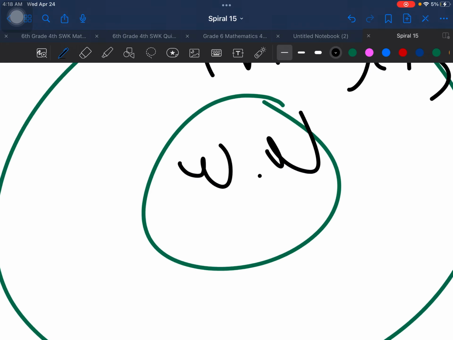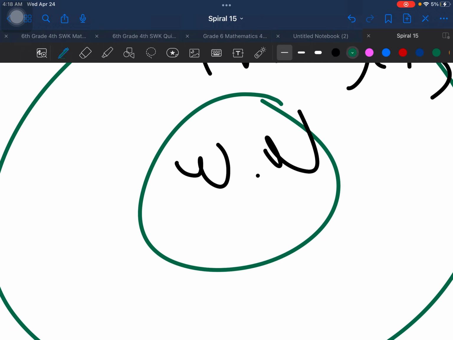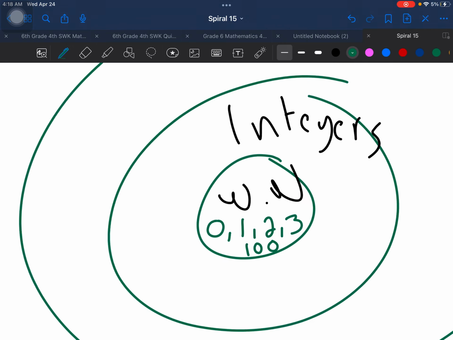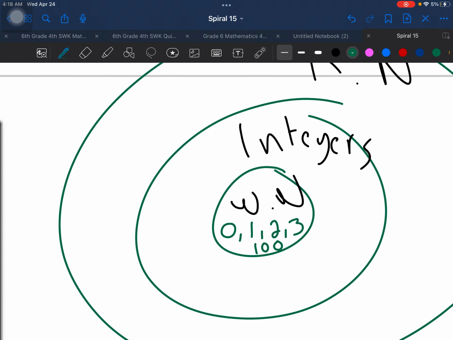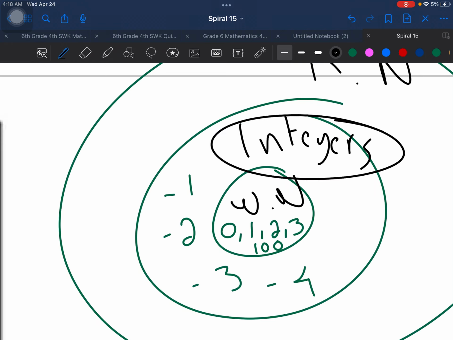Now, whole numbers, chicos, are the numbers that you can count and 0. 0, 1, 2, 3, 4. Donde puedas llegar. Those are the whole numbers. Integers are the whole numbers and the negative numbers. Now, like I said, integers includes both positive and negative.